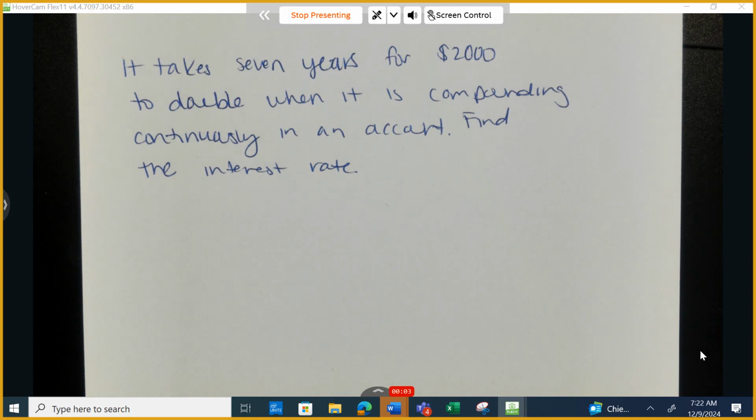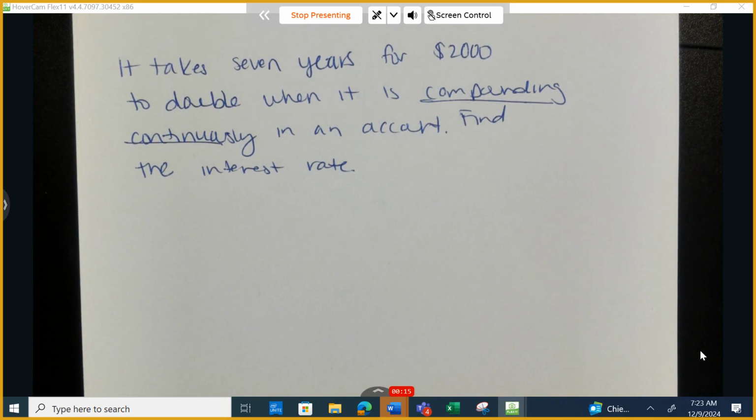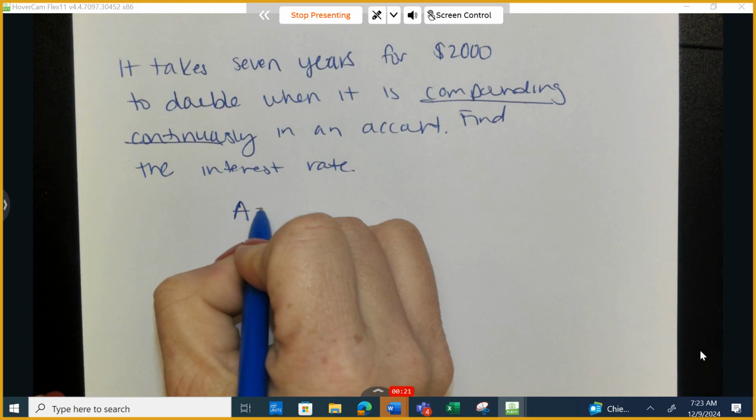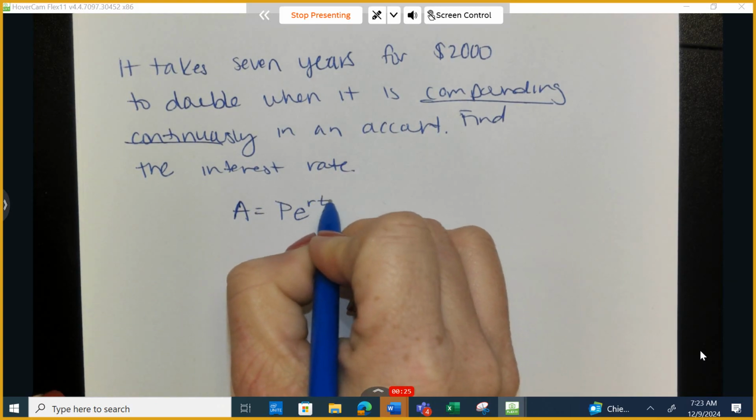It takes 7 years for $2,000 to double when it is compounding continuously in an account. Find the interest rate. We first have to identify which formula to use. We learned these two formulas in Unit 7 when an account is compounding continuously. And so we're going to use A equals P e to the rt.